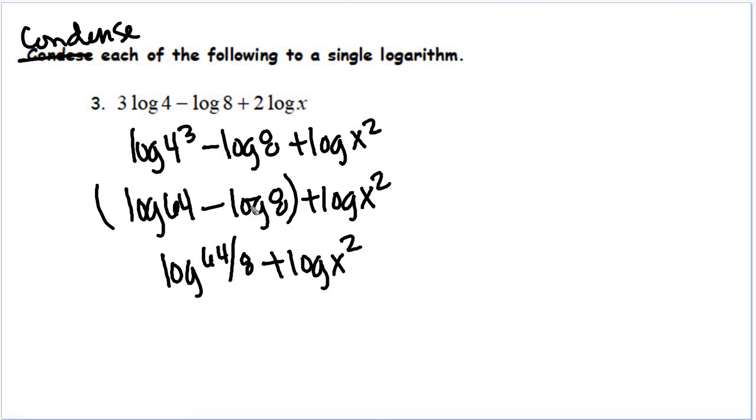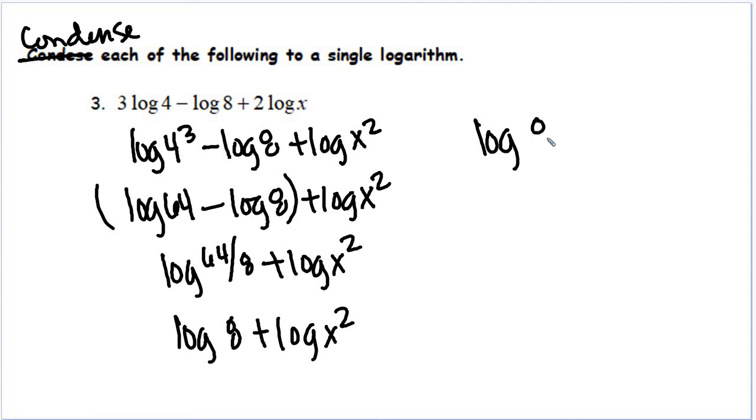Okay, now again, I'm going to simplify here. 64 divided by 8 is 8. And the last thing I have left to do is I still have addition, which tells me that that is product rule. So I can write this as a single logarithm of their products.